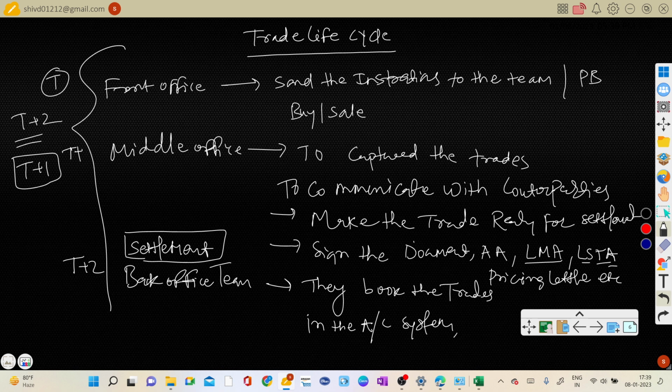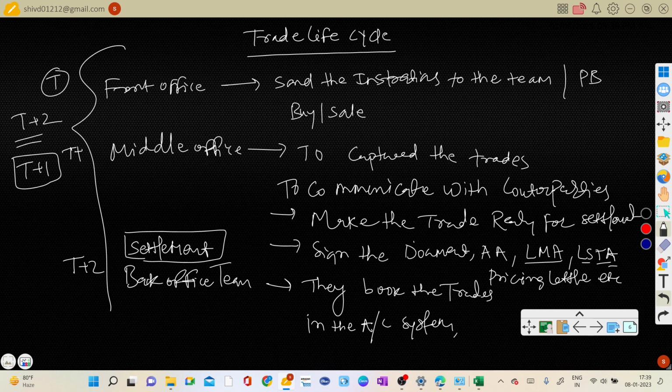For this communication, the back office team will not do the communication themselves, they'll just communicate with the middle office. It's the same team, same people. If I take my example, I'm a trader. I send the instructions to the broker to buy and sell, and after sending instructions, I also record it in my books of account on my own.